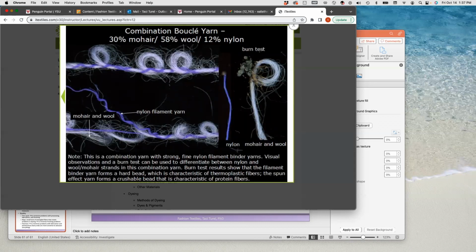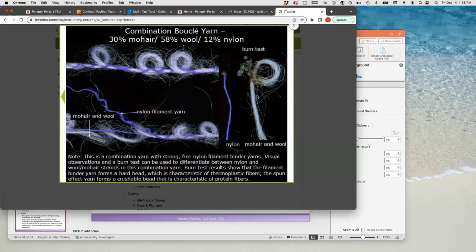In this yarn, this is kind of a composite yarn because there are different yarns that are put together, but it's also a novelty yarn. So it's a boucle yarn. And these are nylon. The blue yarns are nylon filament yarns. These are mohair and wool fibers that are creating the loops here.